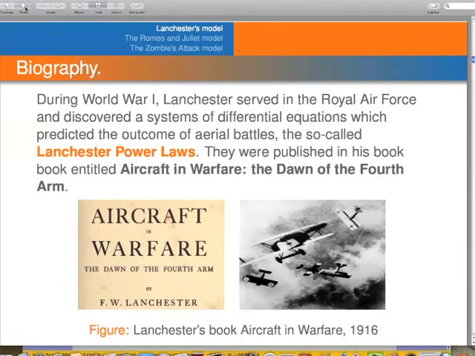During World War I, he discovered a system of differential equations which predicted the outcome of so-called simple conventional direct fire model battles, where you can see the enemy and the enemy can see you, and you shoot each other, and there's some probability that you'll get hit and there's some probability that you'll hit an enemy. With those kind of assumptions, Lancaster developed a model to predict the outcome of aerial battles, tank battles, ship battles, various other types of simple warfare battles.